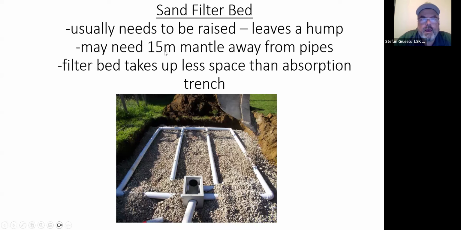And we have to have what's called a mantle on these type of systems. So we have to have some kind of a sand area that spreads 15 meters away from the pipe. So that can be a restriction depending on the lot as well. But they generally do take up less space than the previous system, the absorption trench. So it's still a good option for a smaller lot, but especially a good option where the water table is high, especially near lakes or rivers.